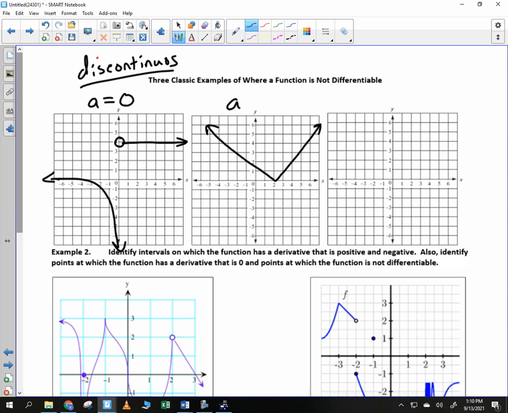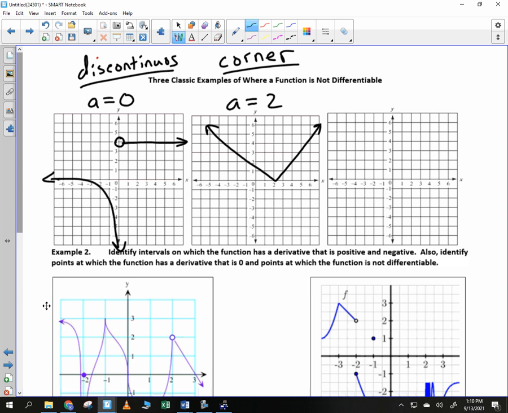Can't take the derivative at a equals 2. We call that a corner. Can't take the derivative at a corner. Okay? Can't take the derivative at a corner. Some people say why.